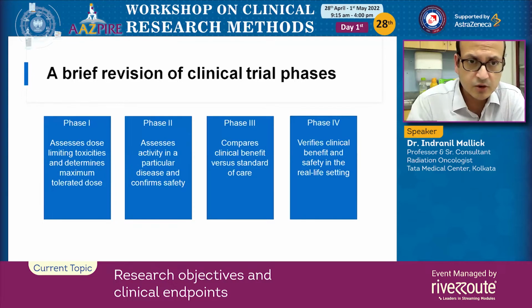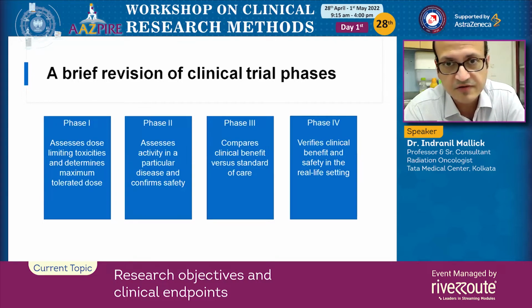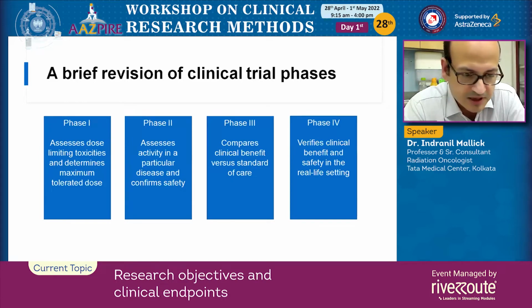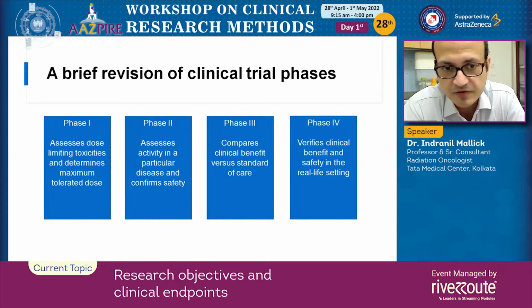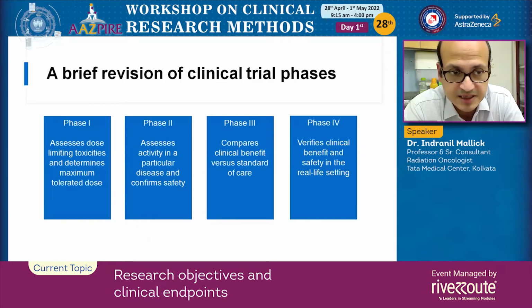Now, before we go into the specifics, a brief revision of clinical trial phases. Why? Because the research hypothesis, aims, and objectives have to be framed according to the phase of the clinical trial that you're doing. The phase 1 trial, as you all know, assesses the dose-limiting toxicities and determines the maximum tolerated dose. It establishes safety. Phase 2 trial assesses the activity in a particular disease and confirms the safety of a phase 1 study.